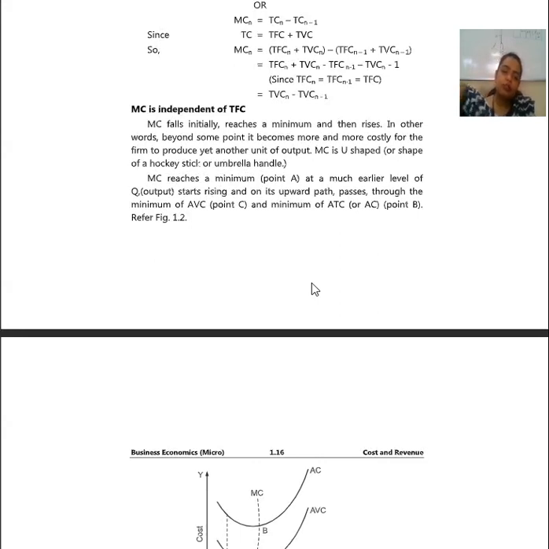The marginal cost falls initially, reaches a minimum and then rises. In other words, beyond some point it becomes more and more costly for the firm to produce yet another unit of output. Marginal cost is U-shaped, or the shape of a hockey stick or umbrella handle. Marginal cost reaches a minimum point A at a much earlier level of output Q1. Output starts rising and on its upward path passes through the minimum of average variable cost, point C, and the minimum of average total cost, point B.